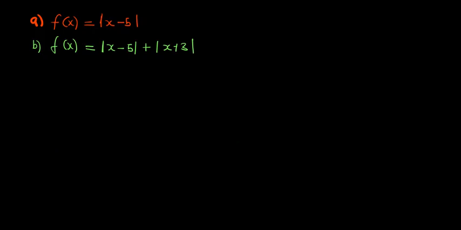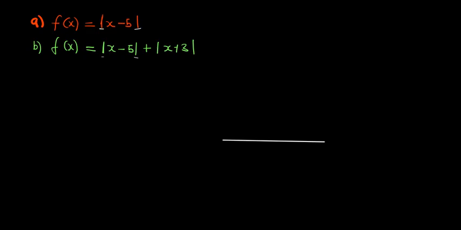Okay, so I have two equations here with me. What you need to know is that these are absolute values that you can see. So what is an absolute value? An absolute value is just a value on a number line.